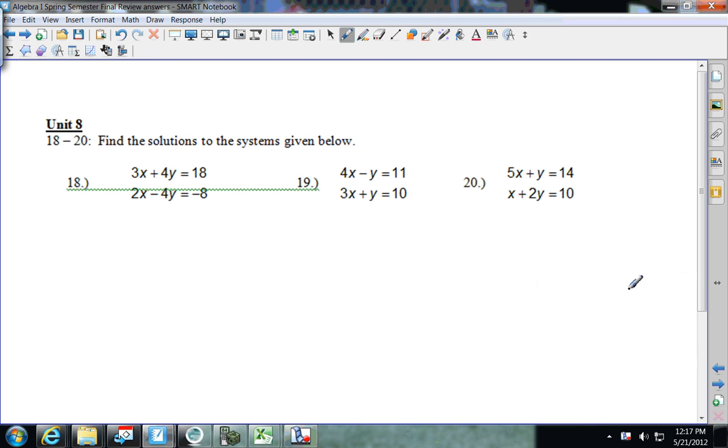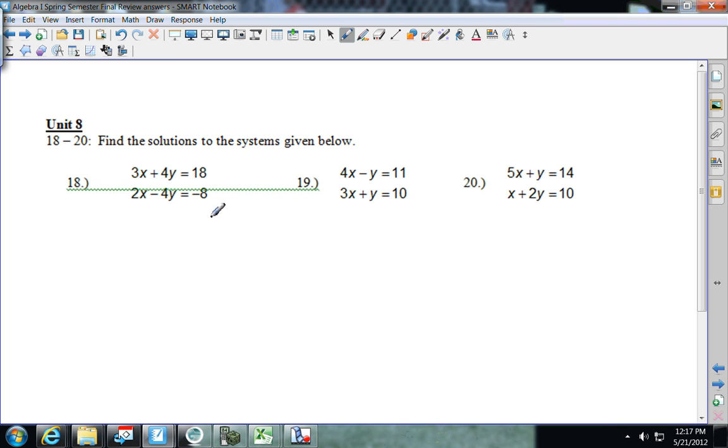Okay, on this part of the final exam review, we're going over Unit 8, which is systems of equations. Right here, these are set up to be solved by elimination or linear combination. So if you're doing this at home, I'd pause the video and come back and see how you do.